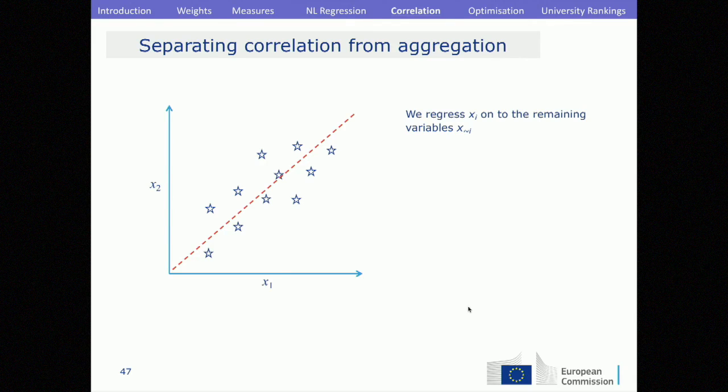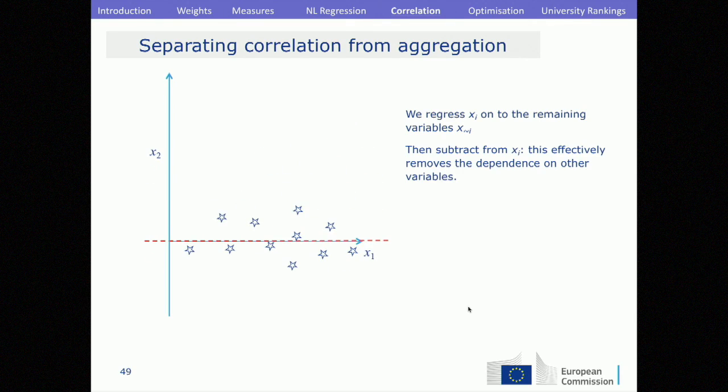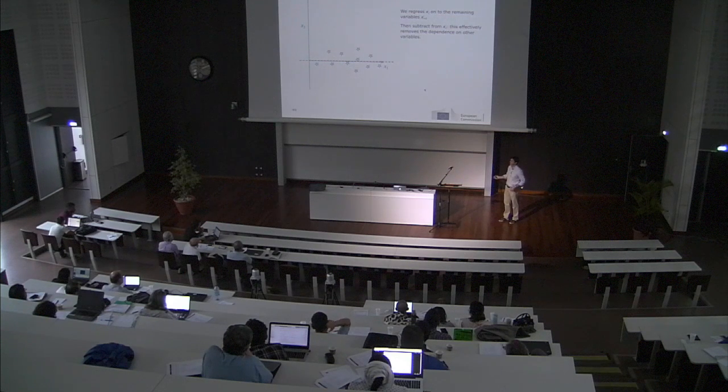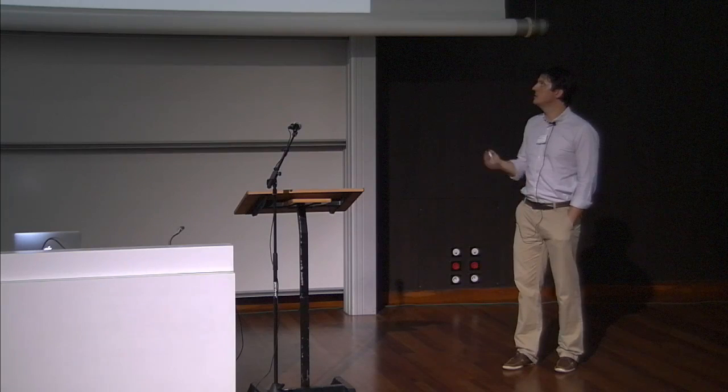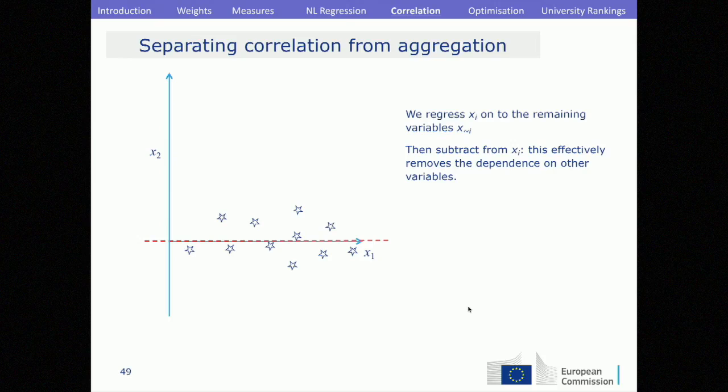If you then subtract the straight line, the fit basically, from your data points, it orthogonalizes the data. It removes the dependence of x2 on x1, okay? So this gives you a sample that is now uncorrelated between those two variables. In the more general case, you're not regressing one variable on one variable.